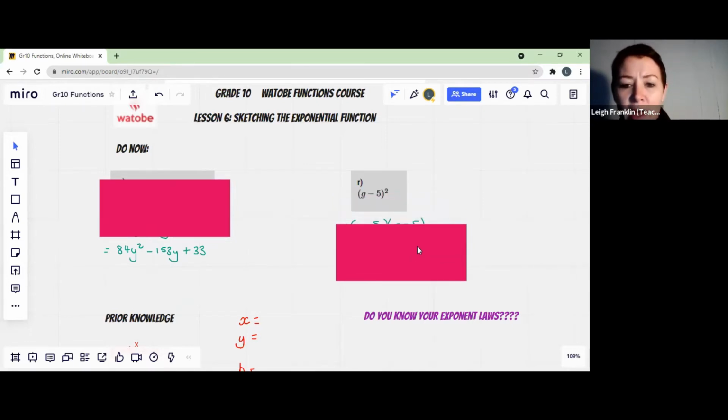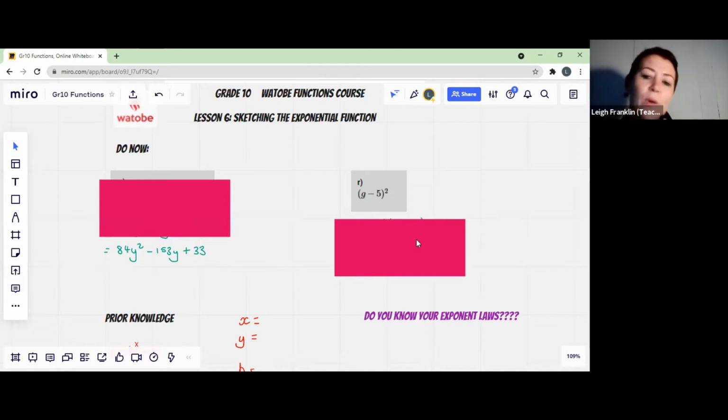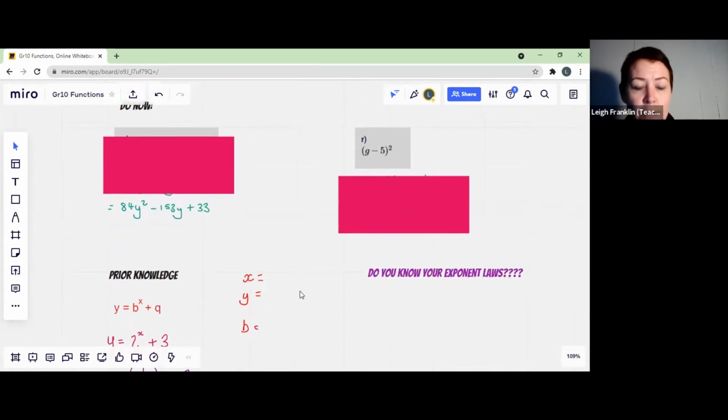Well done. Grade 10s, these are really important questions. I know they're little starter questions for us, but being able to do these sorts of things is really important for us later on and in all places in maths. So it's a good thing that we've practiced that. Well done. I'm really impressed. That's great. Okay, so let's move on and let's start talking about the exponential function.